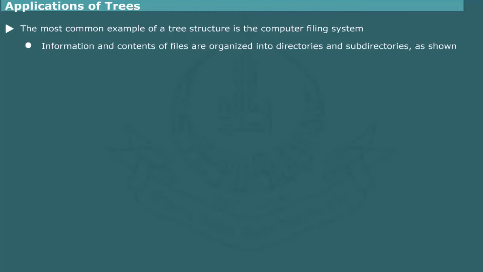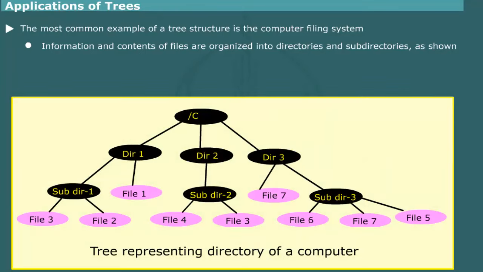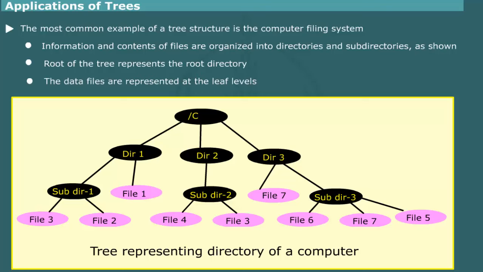Information and content of a set of files residing in the computer are organized in a hierarchy of directories and subdirectories as shown. The root of the tree represents the root directory. The data files are represented at leaf levels. By traversing the tree, we can determine the contents of files in each subdirectory and print their size.